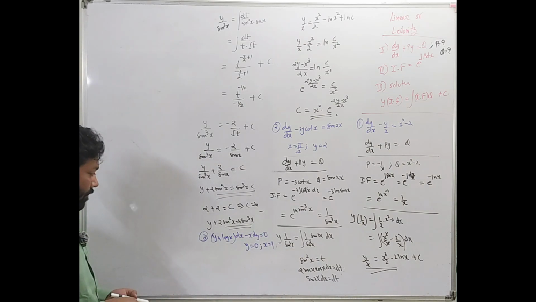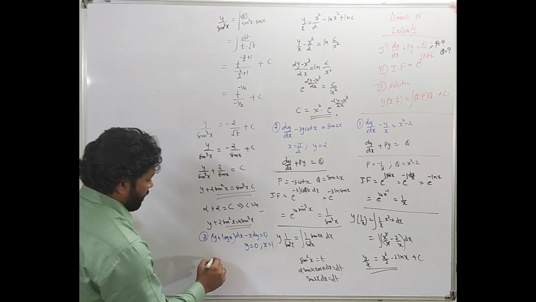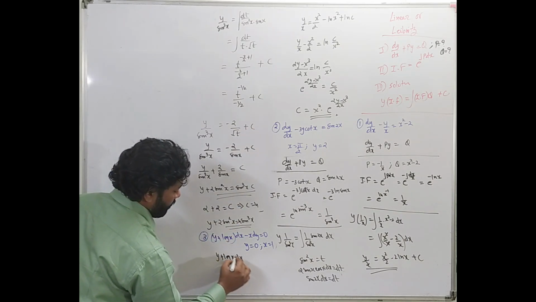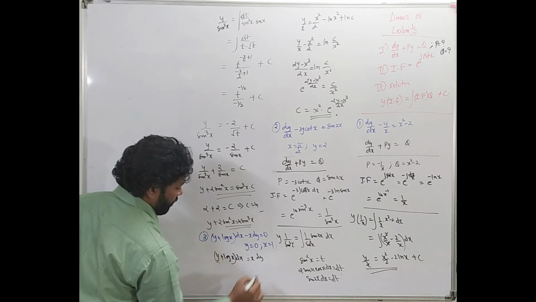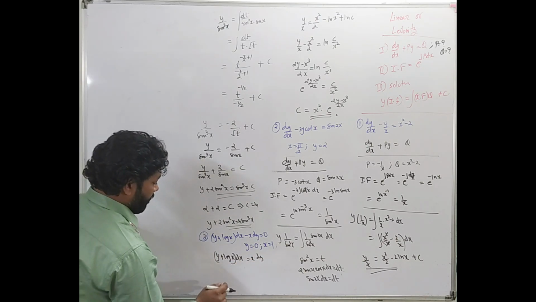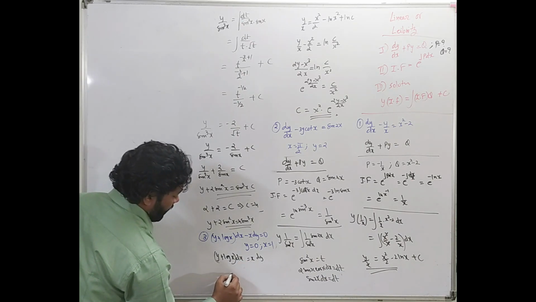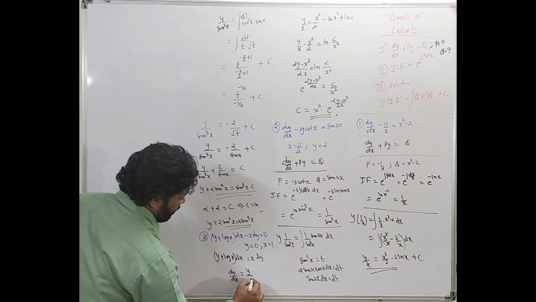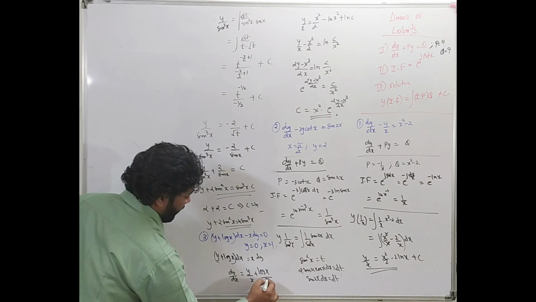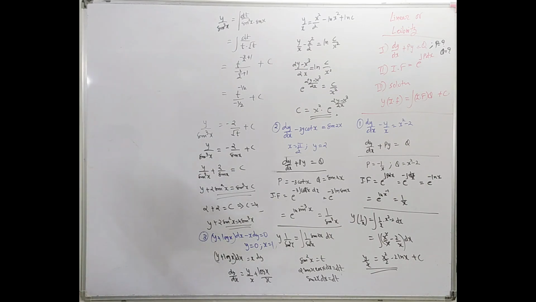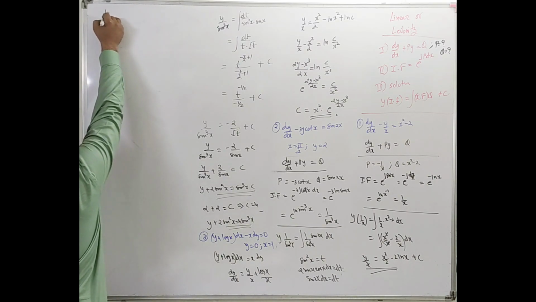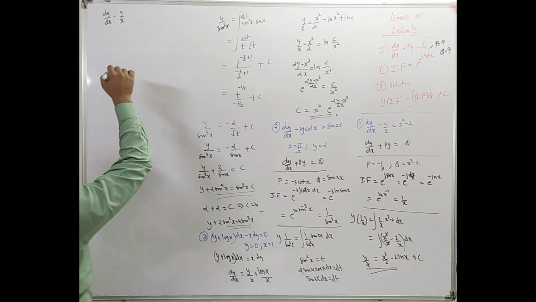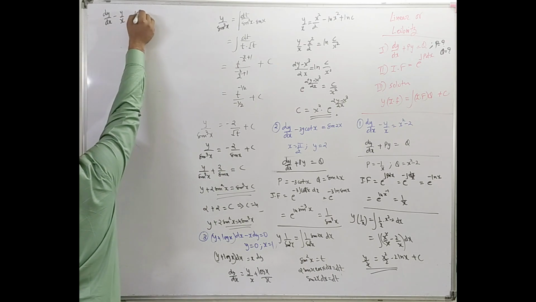So at this place we are required to find out the solution. Let's try to arrange it in the linear form. So we have dy/dx equals y/x plus log x / x. So dy/dx minus y/x will be equal to log x / x.